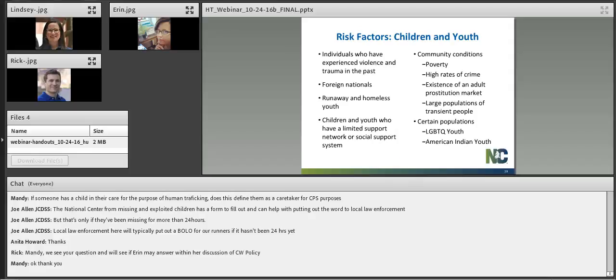Some of the risk factors, and I'm using risk factors instead of vulnerability here, just to frame the conversation around children and youth a little bit more.